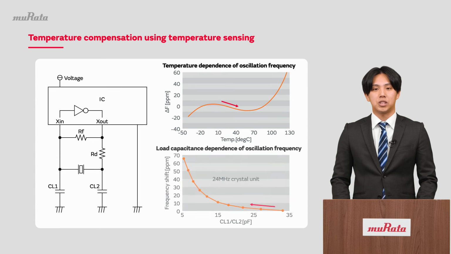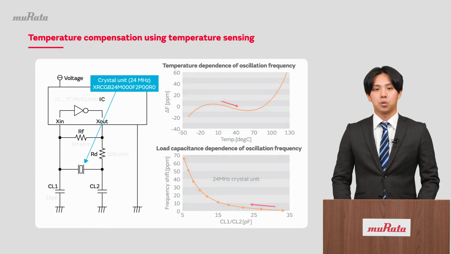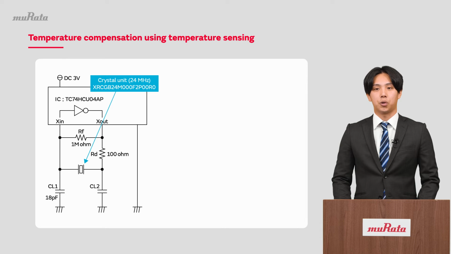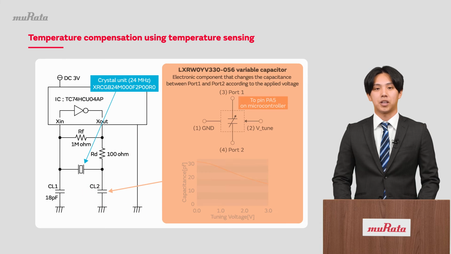Here we will look at frequency compensation for crystal units. An oscillation circuit employing a crystal unit looks like this. CL1 and CL2 are capacitors used to make fine adjustments to the frequency. For CL2 in this temperature compensation demo, we will use a variable capacitor produced by Murata manufacturing.